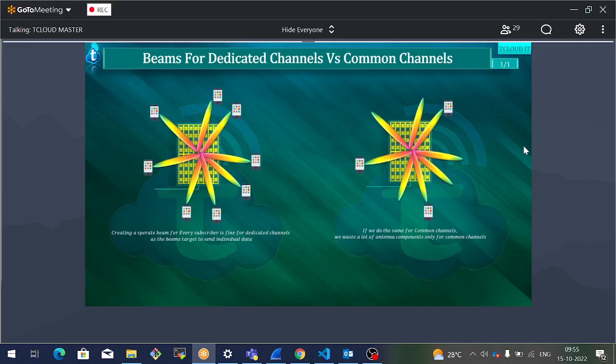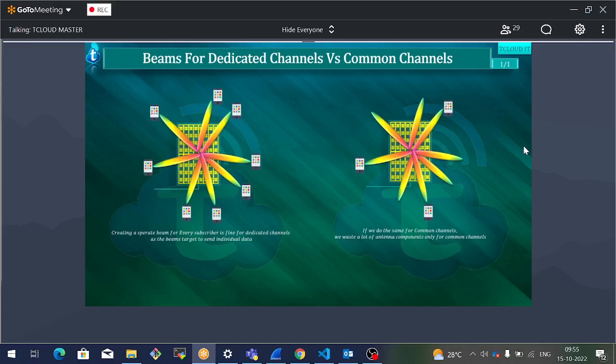Now, we have discussed about this beam forming and the formed beams in our previous session. Now, if you have these dedicated channels and common channels, what way of implementing these beams is suitable for each one of these? For example, if you have to carry the data for dedicated channel, you can create different beams for different data of different subscribers and send each beam in the direction towards that particular subscriber, which you can definitely do. Because each and every dedicated beam here is carrying the data that belongs to a particular subscriber, individual data.